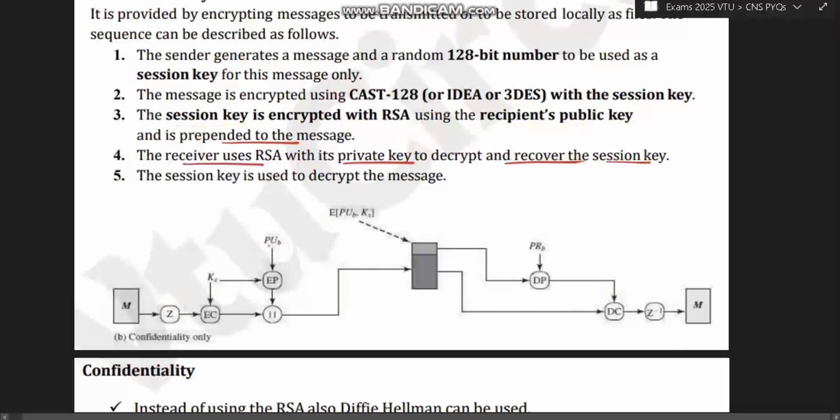session key. After those things happen, the decryption happens here from the public key. The receiver uses RSA with its own private key to decrypt, and after that the session key is used to decrypt the message. Two decryptions happen. First one is RSA with its private key, and second is the session key to decrypt the message. Finally we'll be reaching here and the message will be received here.